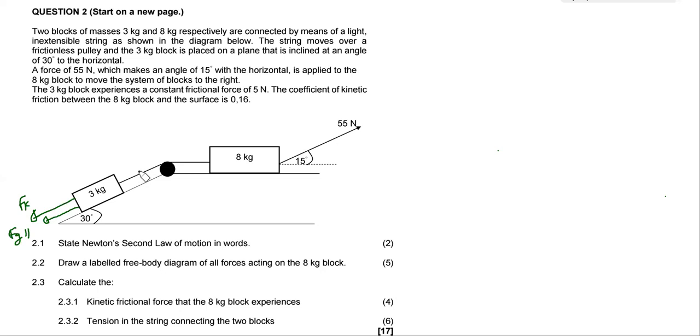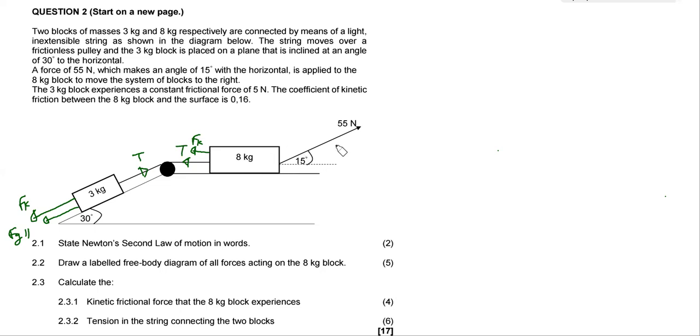So you already have two forces going down. Then what else do you have here? You have a string, and in a string or a rope, what you see is tension. Tension is always acting away from the block. They also mentioned the coefficient of kinetic friction of the 8 kg block, so it actually shows that there is friction on the 8 kg block also.